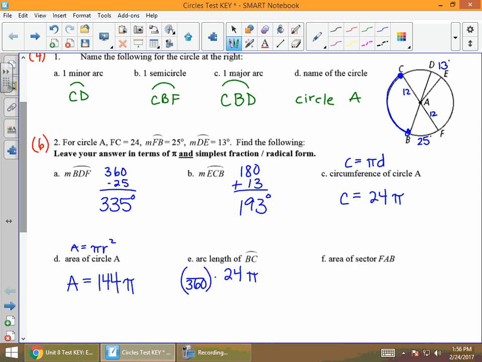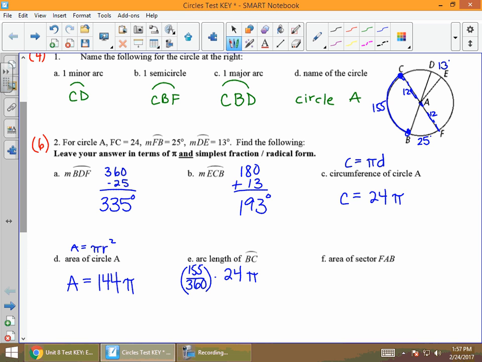And I know that CF, that's a semicircle, so that whole thing there would be 180. But I don't need 25% of it, so this arc here has to be 155, because 155 plus 25 would give me 180. So this is 155.